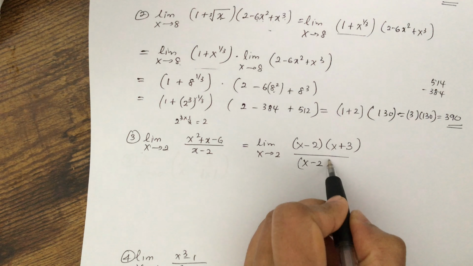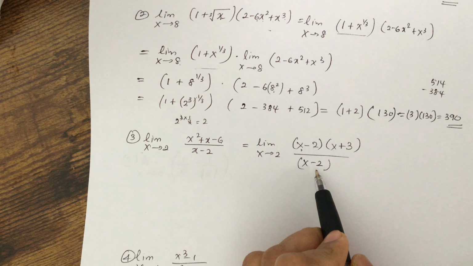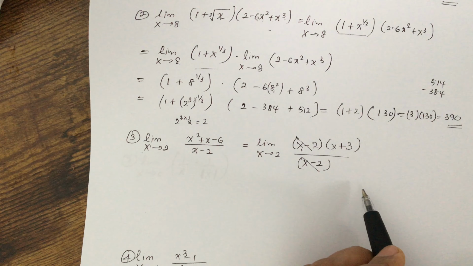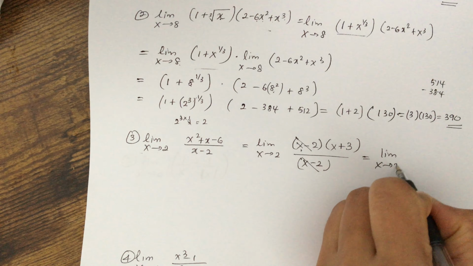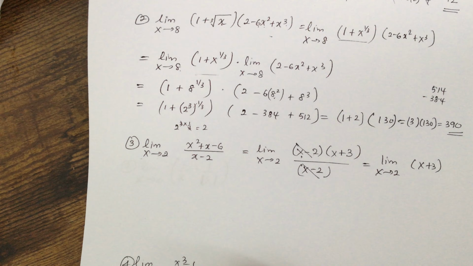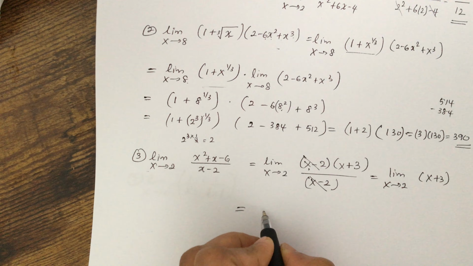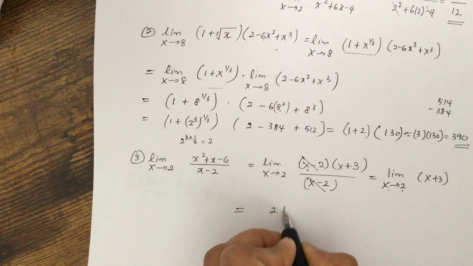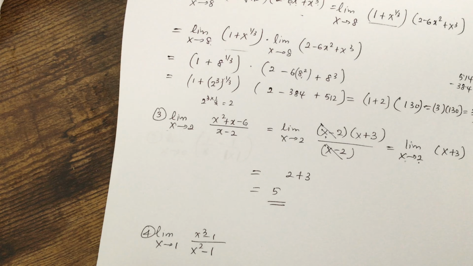Now as you can see, in the numerator you have x minus 2, and in the denominator you have x minus 2. Then you can cancel these two, right? And then you have the limit as x goes to 2 of only x plus 3, right? So then what is the limit? As x goes to 2, it is 2 plus 3, which is 5, right?